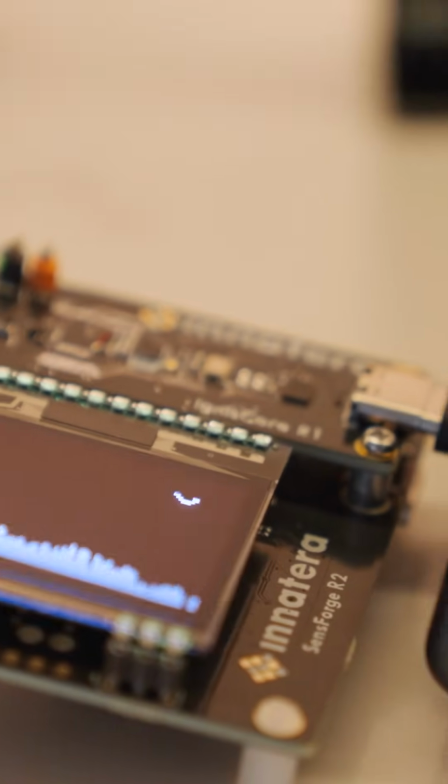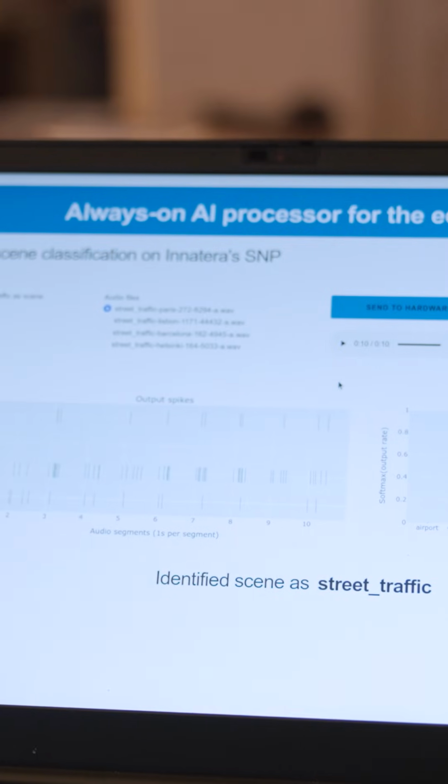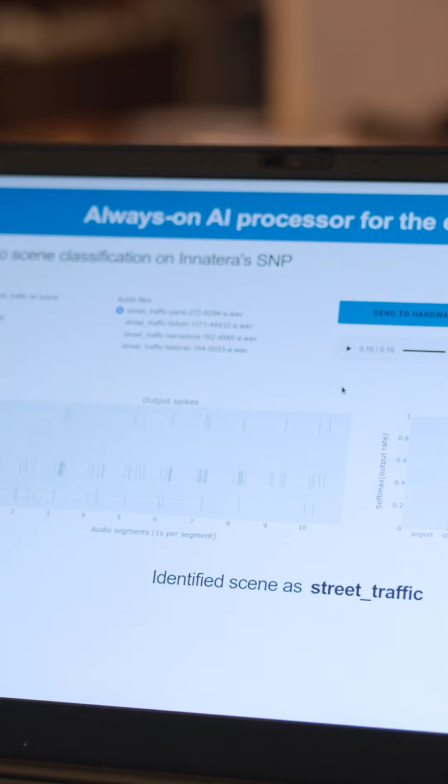So we're Innatera, we're a Dutch semiconductor company. We build microcontrollers which work just like your brain. They enable very powerful AI capabilities to be brought to the sensor. And the key with all of this is that we're able to process sensor data 10,000 times more efficiently than anything else on the market.